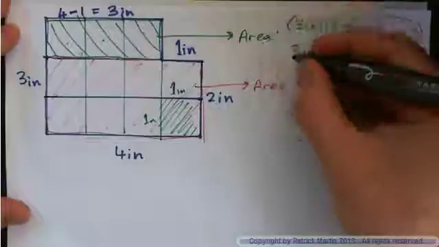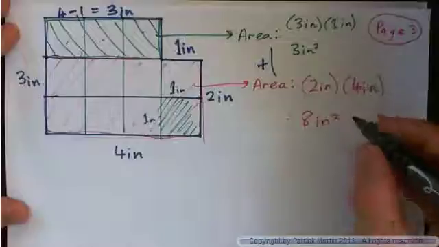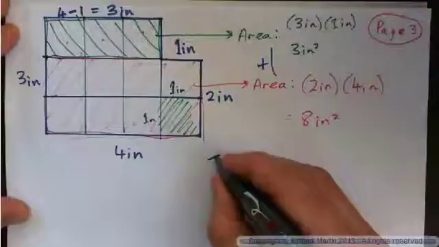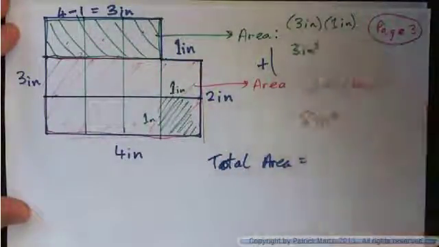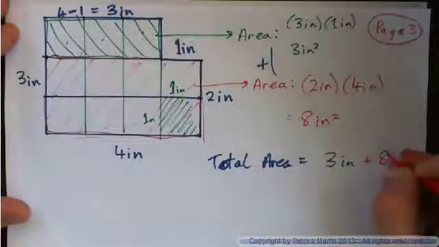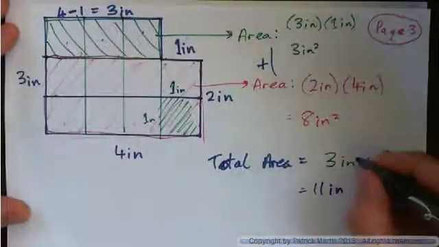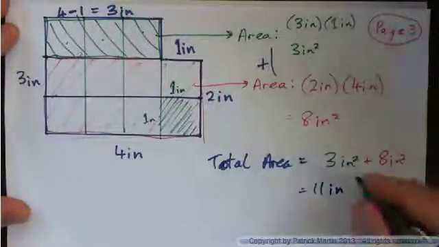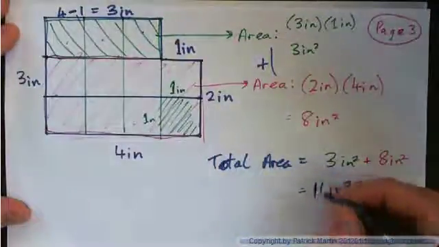Now if I take the green area and the red area and add them together, I get 3 square inches plus 8 square inches, and that gives me 11. These should all be squared, sorry. Just showing you what you could do if it was more complicated. You would just get this rectangle, then get this rectangle, and add the areas together, right? That's one way of doing it.